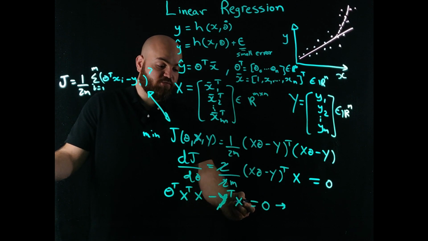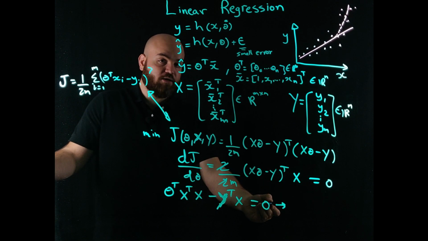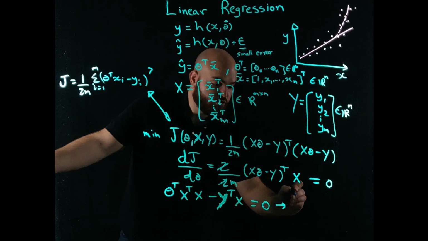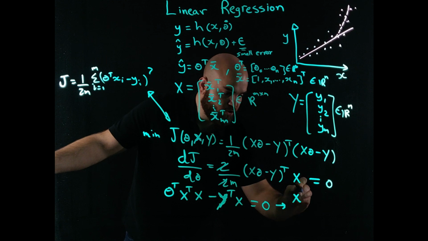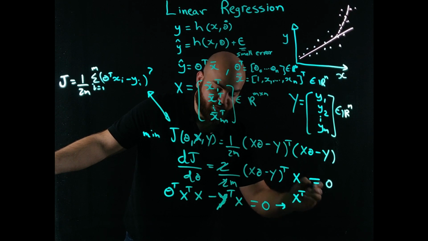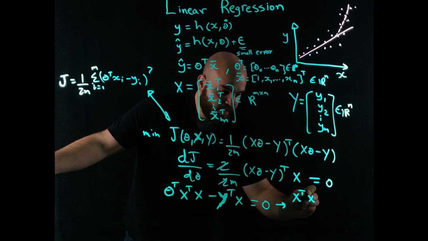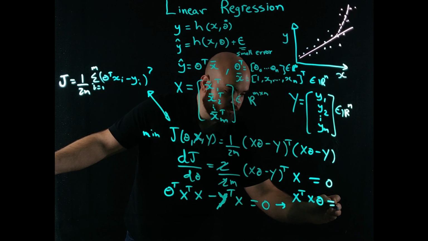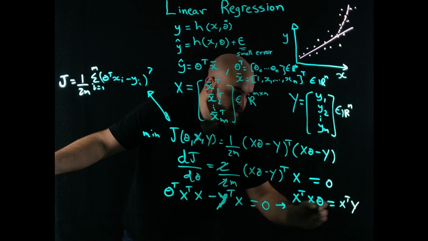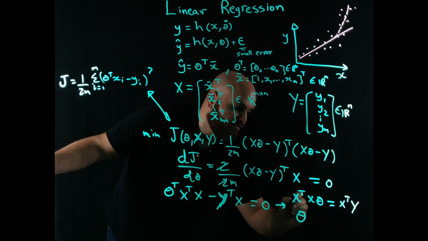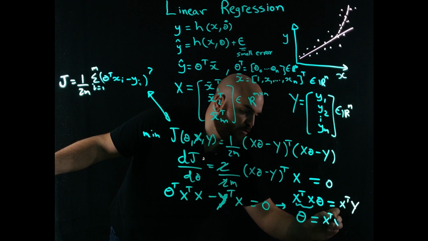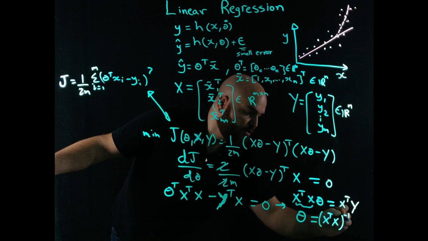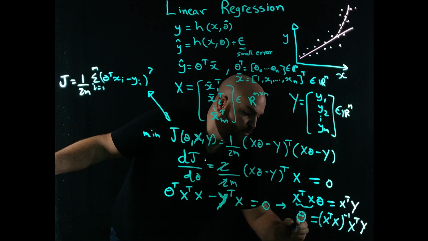If I take the transpose of this equation and take this term to the other side, let's take the transpose first. You get X transpose, you have to flip them. X transpose X theta is equal to X transpose Y. And then I can solve for theta by inverting this term right here. Theta will be equal to X transpose X inverse X transpose Y.